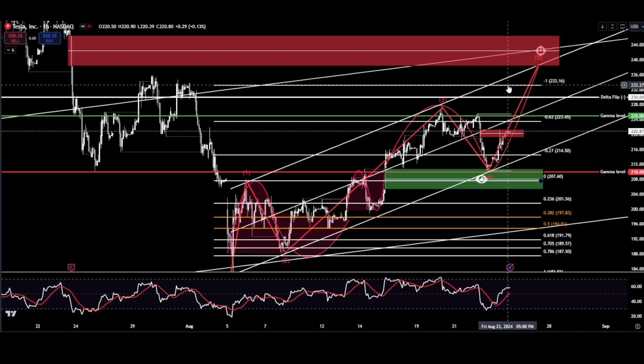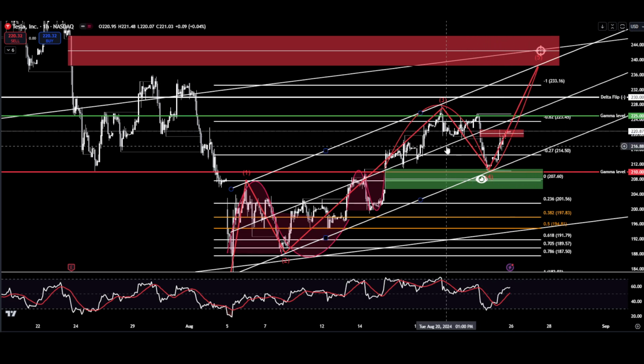potentially looking for a move up to test this larger 1 hour bearish fair value gap. We also have the resistance of this ascending channel, and so we could just tap that fair value gap at 238.54. We could get hung up on this fib level at 233.16. This may not all happen this week, we'll see. We have the median or mean of that channel.